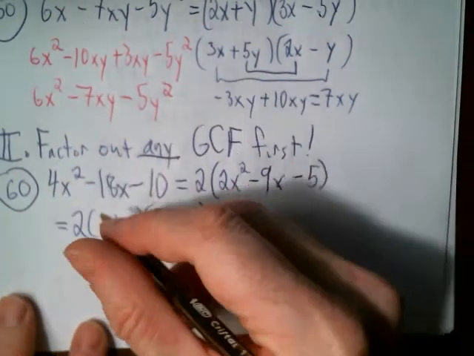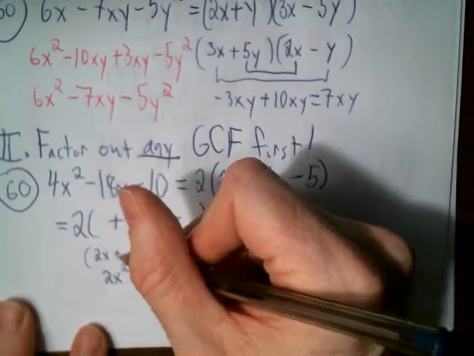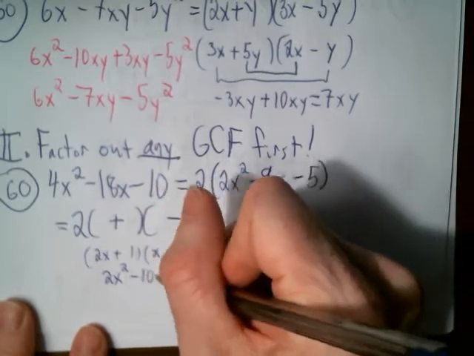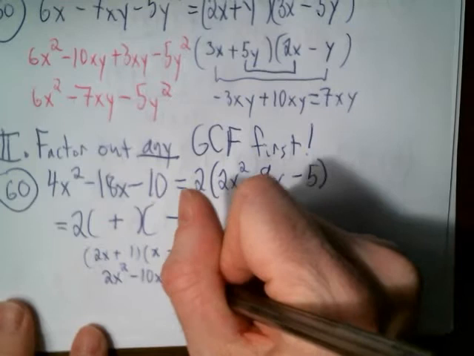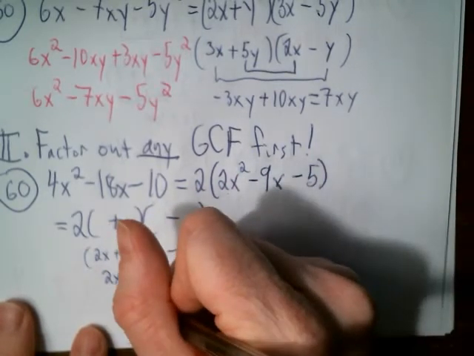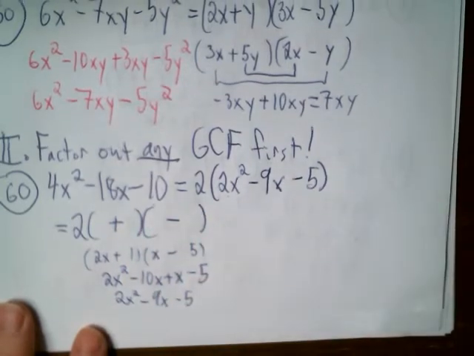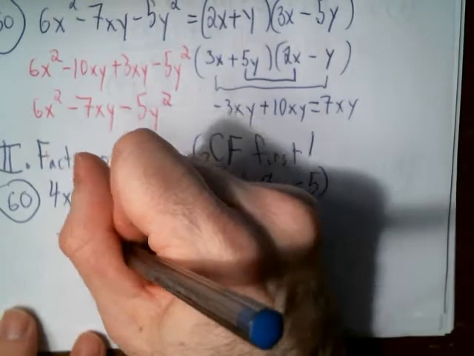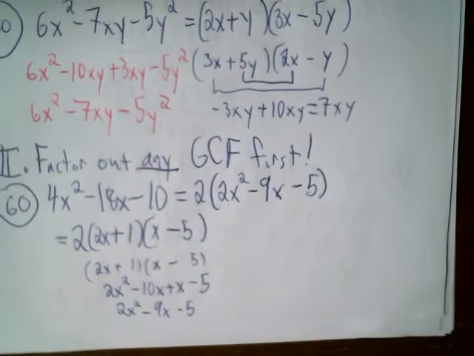Okay, so first 2x times x is 2x squared. Outer minus 10x, inner plus 1x, and then last minus 5. And yeah, we got it. So 2x squared minus 9x minus 5. That'll be appropriate. So 2x plus 1 and then x minus 5. And I think we're good. 2 more.